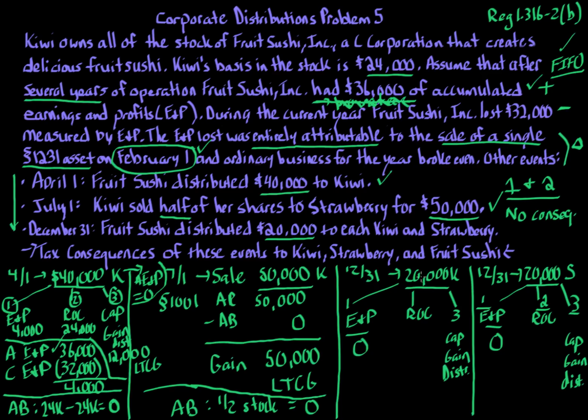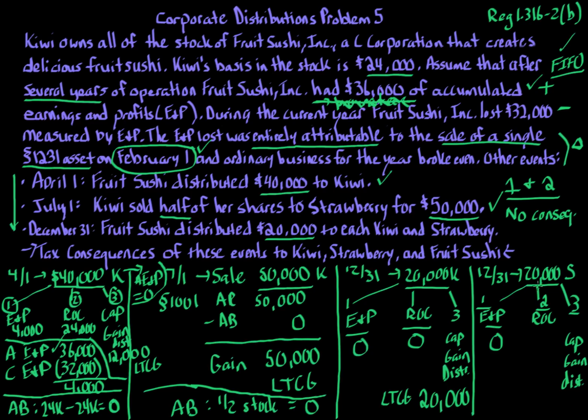So now, again, we're focusing on kiwi here. Return of capital, we look at the basis. The basis that kiwi has in that half the stock is 0. So there is no return of capital. So that means that the $20,000 distribution on December 31st, all $20,000 is considered a capital gain distribution, which is going to be long-term capital gain because, again, the stock is held for several years. See how that works?